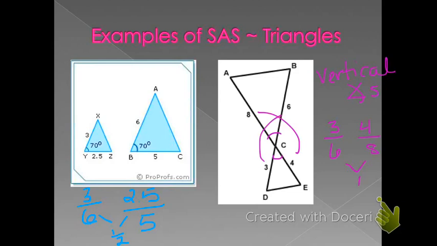So again, these both reduce down to 1/2. And we have the angles between the sides congruent by vertical angles. I don't need to know what the measure is, just need to know that they're congruent. And I can say the triangles are similar by side-angle-side.